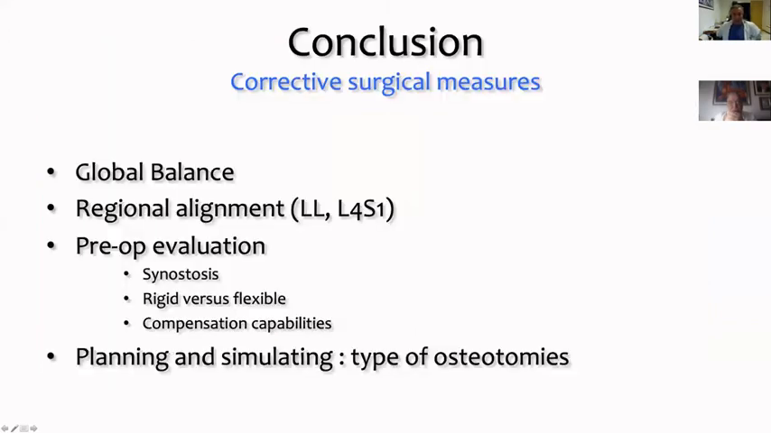So as a conclusion, again, don't think only global balance. We should have some kind of physiological and regional alignment, and mainly at L4-S1. I think this is mandatory. And even if you're operating on a non-deformity pathology, if you are doing a spondy or just a discogenic back pain at L4-5, please have a look at your alignment and what is the lordosis that the patient needs, and do not go for hypolordotic instrumentation.